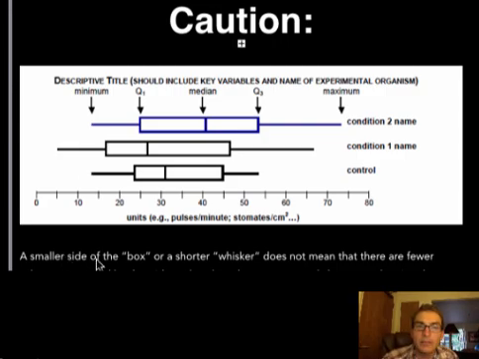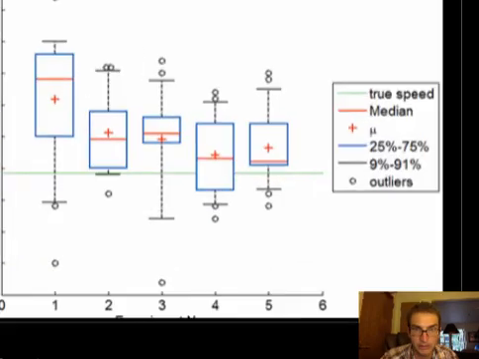Sometimes you'll see some whiskers being much shorter than the other whisker, or one side of the box in this case being shorter than the other. That does not mean that fewer values are represented. Remember, it's always 25% of the number of values. But what it means is that those values are grouped more closely together, so they have a smaller spread. And so let's take a look at an example here. Here you can see the same number of values are between Q3 here and the maximum value as between Q1 and the lowest value.